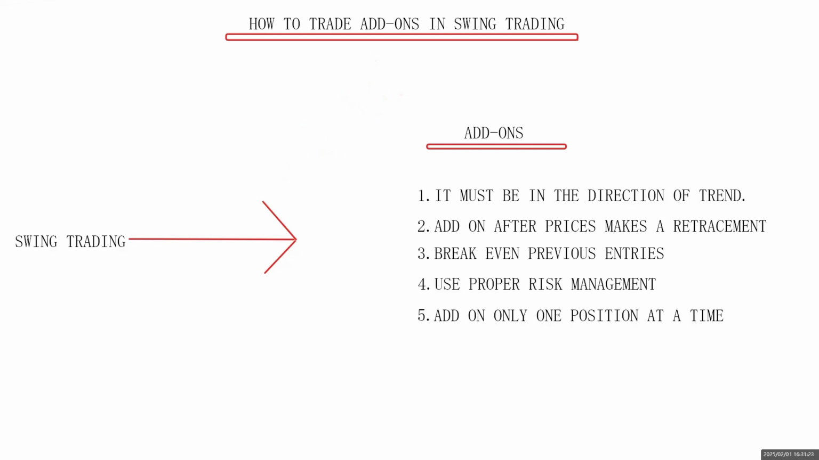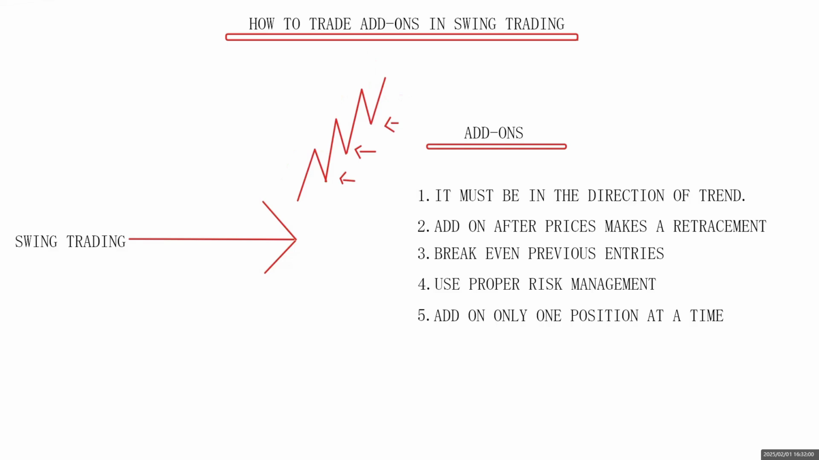What is the third criterion for adding on? Break even previous entries. If you are adding on a position, make sure you break even previous entries. For example, this is the original entry. The market makes a push, then comes back for an exhaustion. You break even this first position before adding a new position. If the market makes a push again and comes back right here, you break even this second position before adding a new position. This is to render the first two entries risk-free.